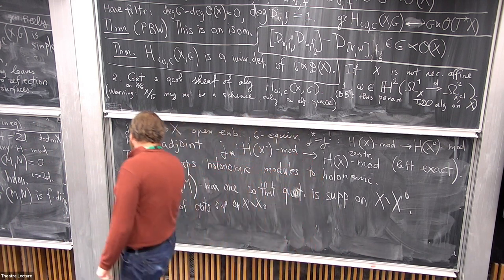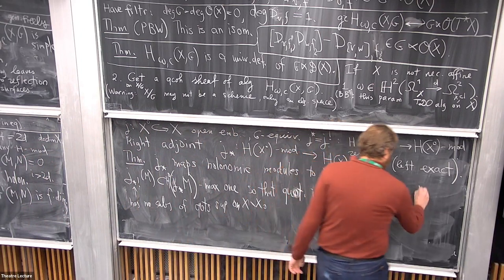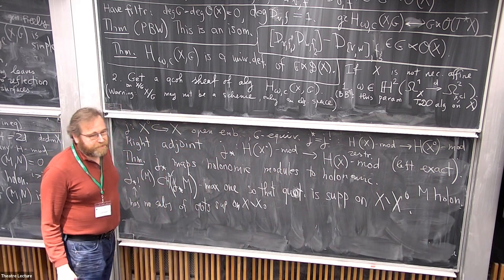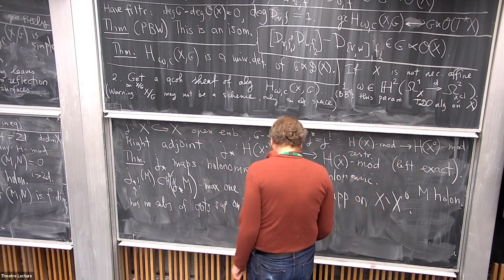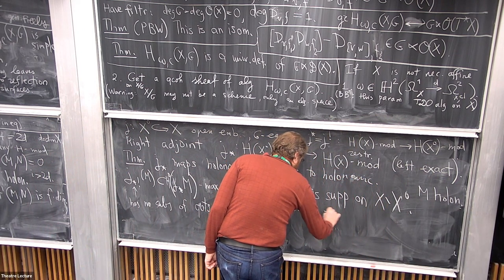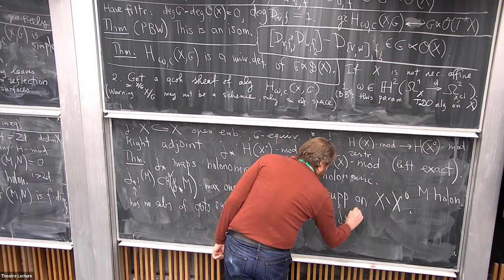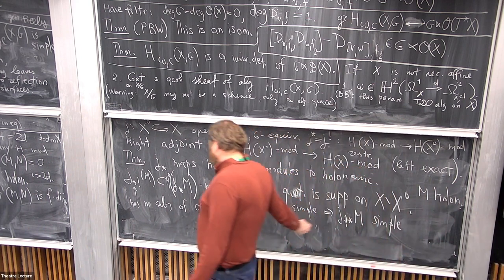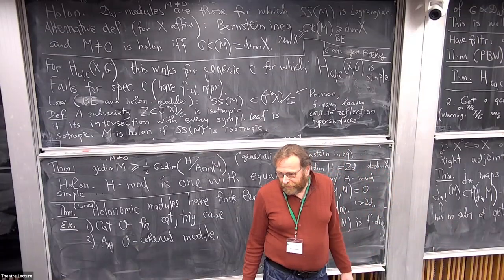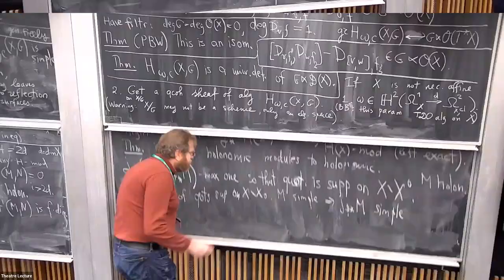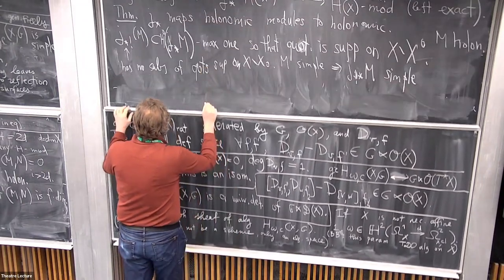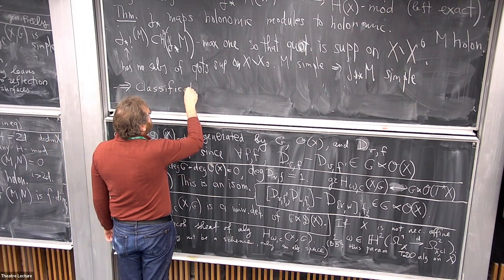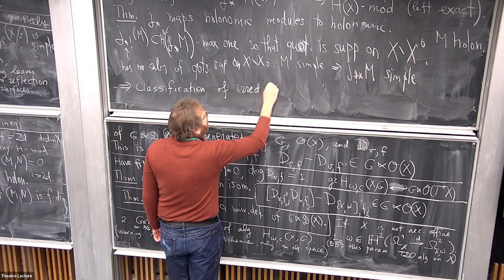You can also define the j lower shriek for holonomic modules. So M is holonomic, and you can define j lower shriek, and the image of j lower shriek in j lower star. So if M is simple, then j shriek-star M is simple. And so this is the irreducible extension, the Goresky-MacPherson extension. This allows us to classify. I'm not going to describe it in detail because I don't have time anymore. So it leads to a classification of irreducible holonomic modules.